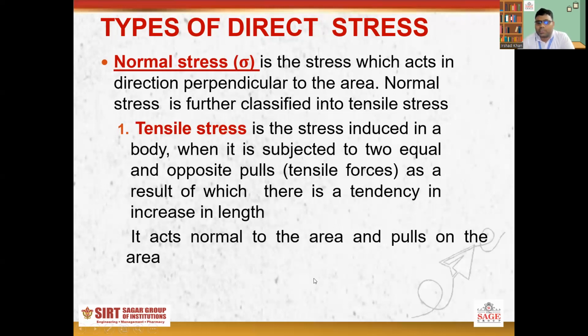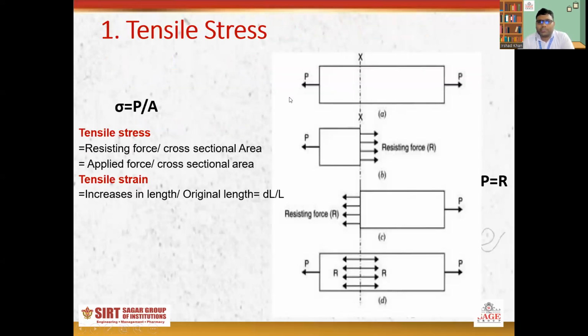If a pull kind of load is acting on the body, it gives you the tensile stress, which acts normal to the area. You can see tensile stress like this. This is an object. When you apply the direct pull to the body, a resisting force exists in this cross section. You can see the resisting force R, and as long as there is no deformation, the resisting force R and this applied force P are equal. They are in equilibrium.